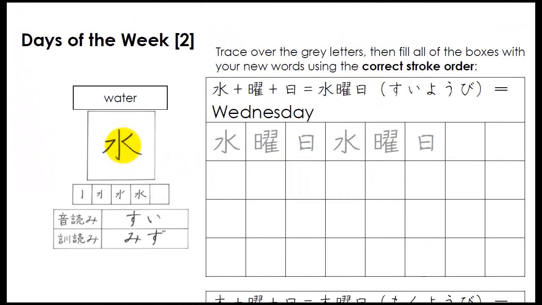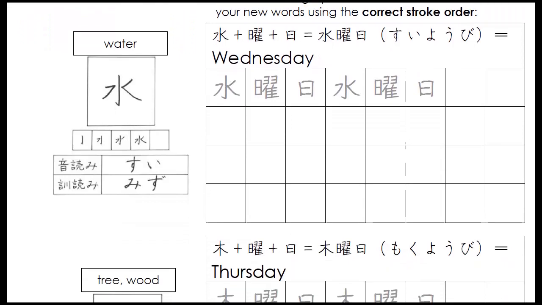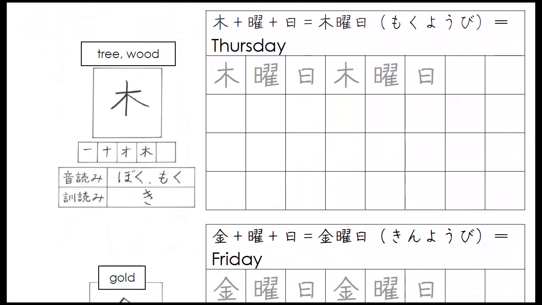Now when that character for water becomes part of a day of the week, it's pronounced sui, and you can see it over here, water plus the character meaning time flying by, plus the character for sun gives you Sui-yō-bi. Sui-yō-bi, or Wednesday. Let's move down now to Thursday.